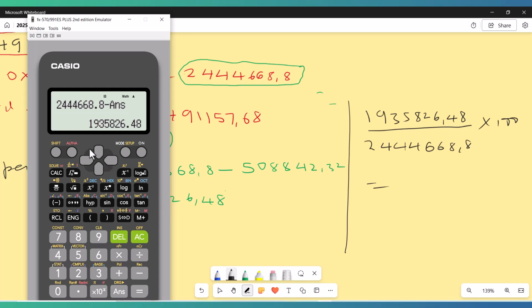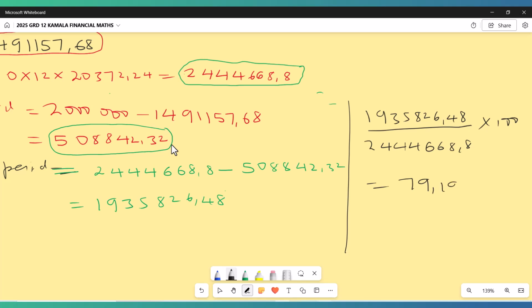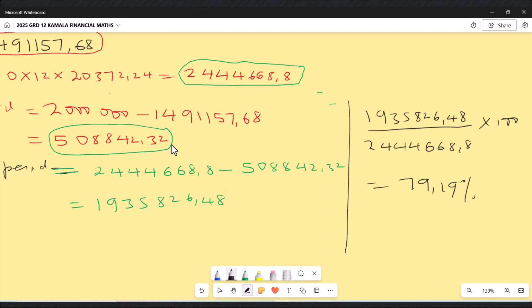So this money, which is the interest, divided by the money paid, 2,444,668.8, then times 100, because we have percent. So here we get 79.19%. Are we together, guys? Hope we are together now. So that's the percentage which I wanted here.